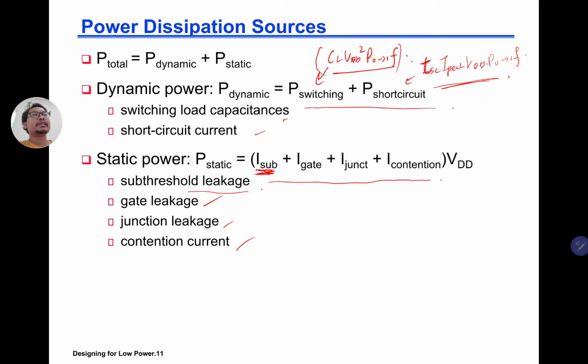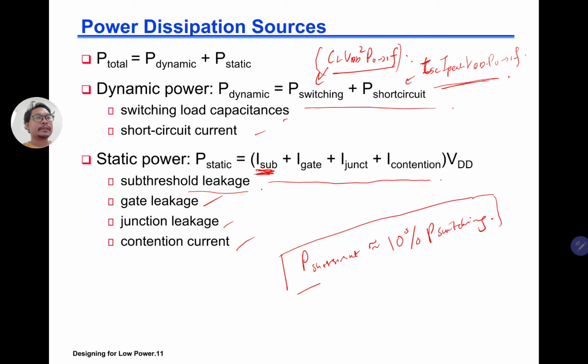So something interesting to consider is actually your P short circuit. Your P short circuit can be estimated as 10% of the P switching. This is mentioned in one of the books. But if you don't want to calculate your short circuit power, then you can just estimate. You just find your switching power, and roughly you can say that your short circuit power is around 10% of your switching power. Something interesting to consider.